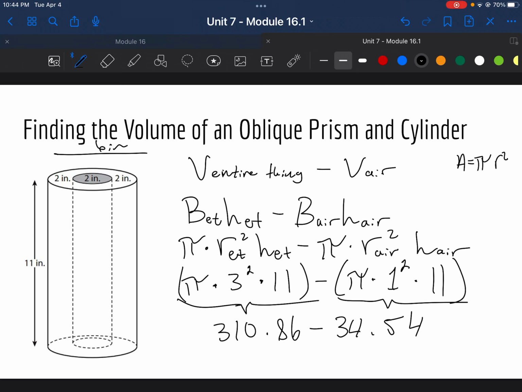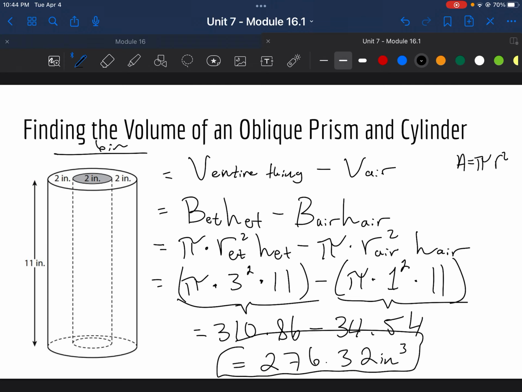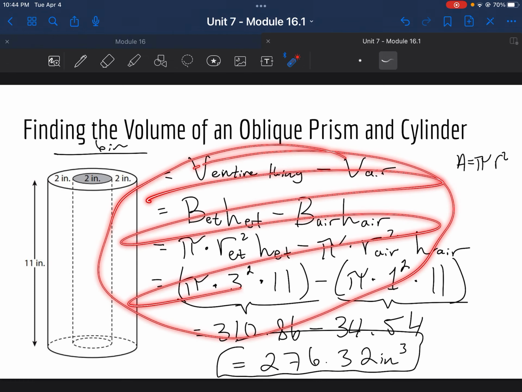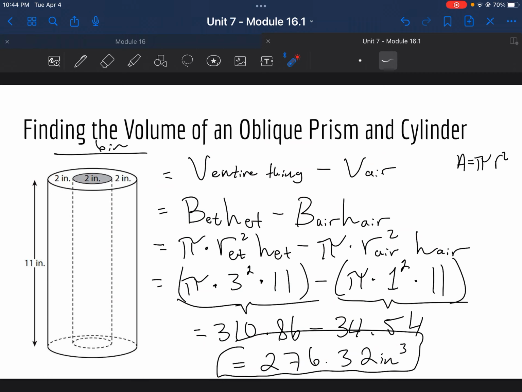So now all I have to do is subtract these two numbers, and it's going to give us 276.32 approximately inches cubed. I said approximately because I might have rounded differently than you, and I'm not going to be too strict about how you round, whether you round at the beginning or at the end. I just want the process to be right, and this was a long process, so just do your best.